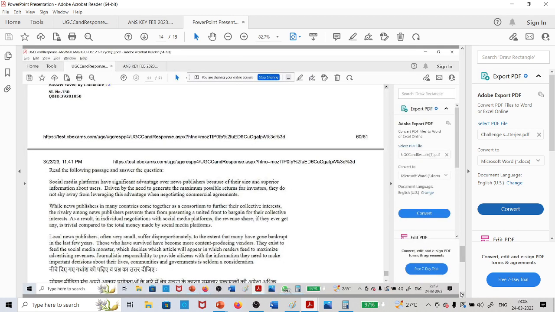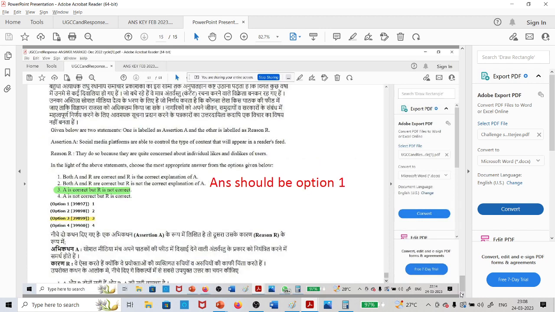Next one is the reading comprehension question. In the reading comprehension question, the answer should be option 1, because the assertion and reason are both correct and the reason is the correct explanation. It is given that only A is correct. So the correct answer should be 1. If you marked option 1, then you can challenge. You can get the marks here also.